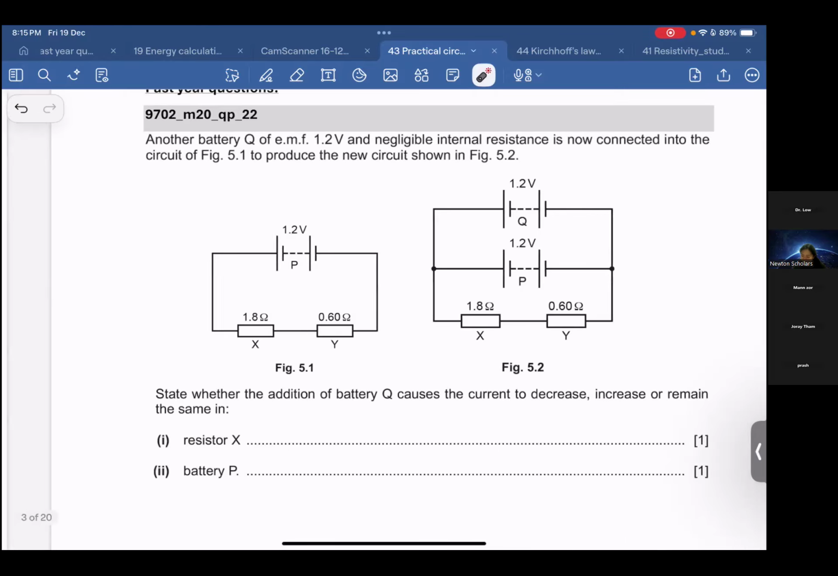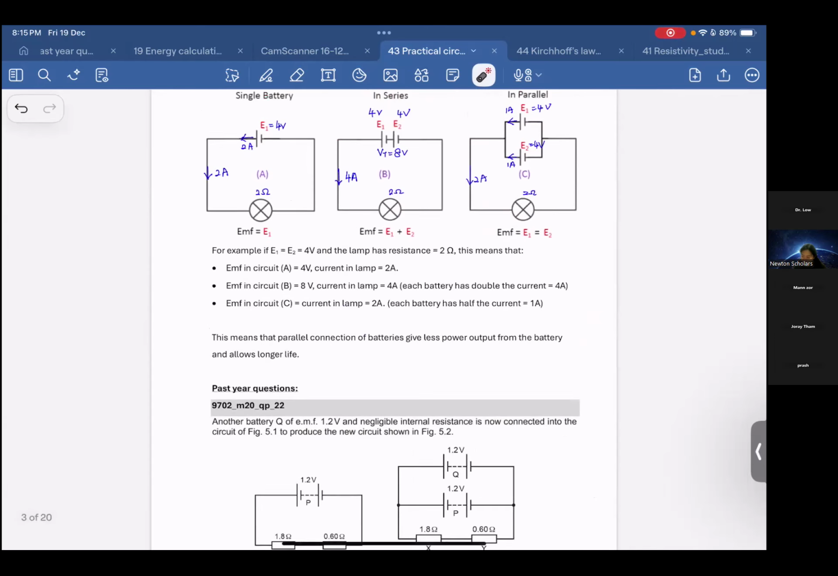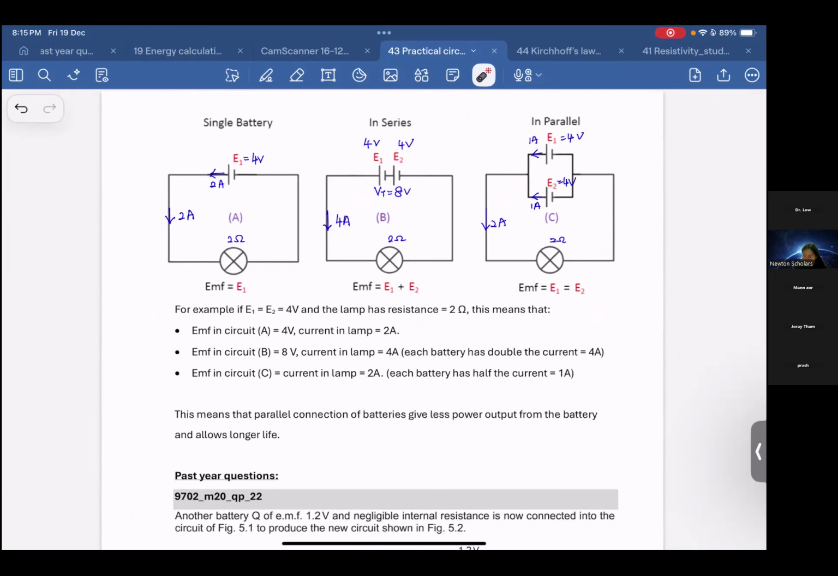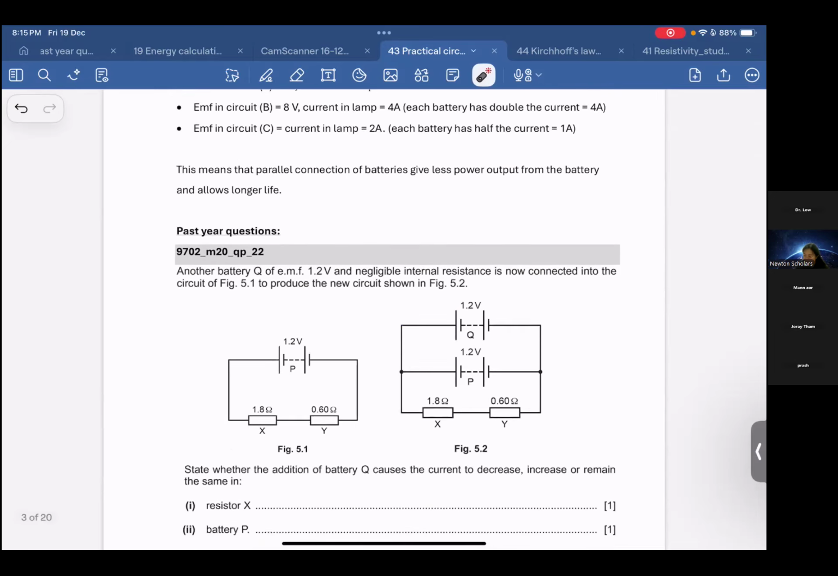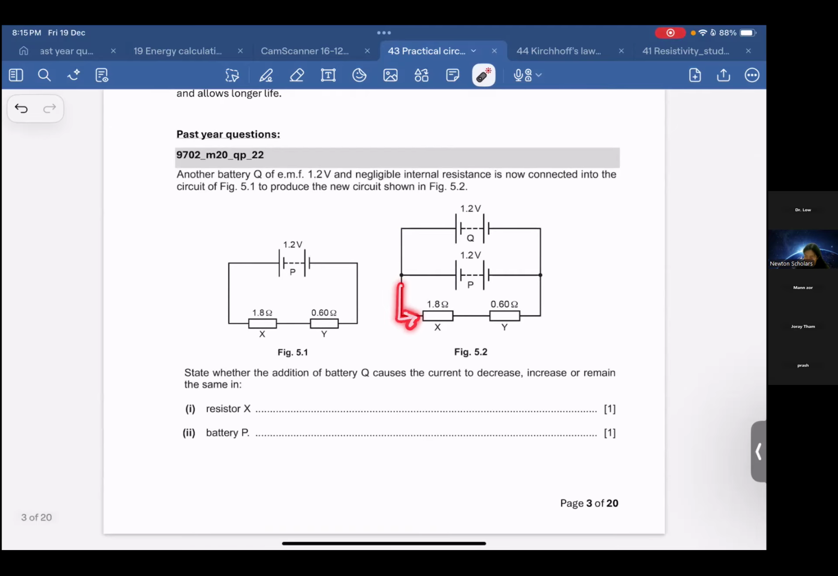Okay, you can relate to the example just now. I connect one battery in parallel with it. My bulb here, does the current increase, decrease, or remain unchanged? Ask yourself. Fatima, correct. Can you see that 2 ampere here is also 2 ampere across the bulb? So the current across resistor X doesn't change. Resistor X will receive the same current, so this one should remain the same.